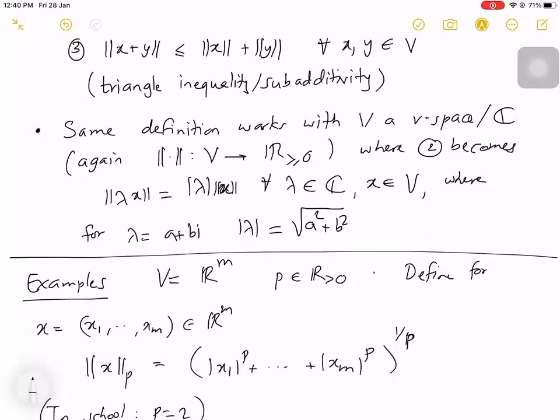So this is going to produce a non-negative number, and it's clear that it's going to produce 0 exactly when the entire vector is 0, right? So the first property is okay. How about the second property?